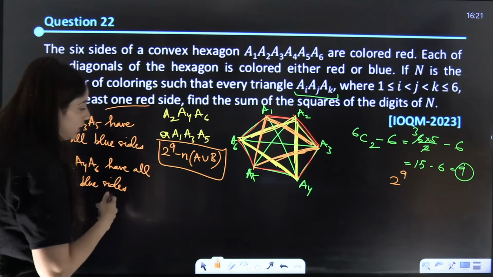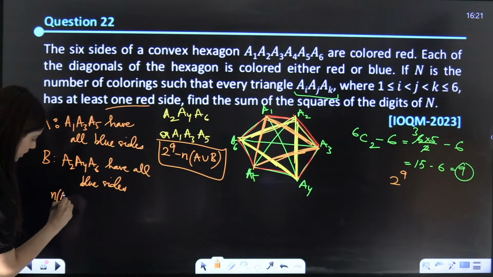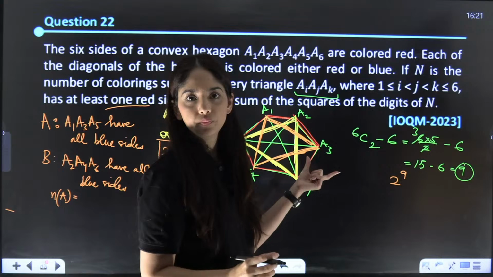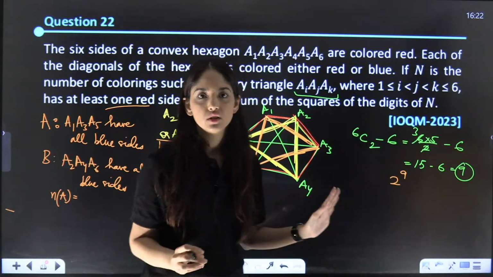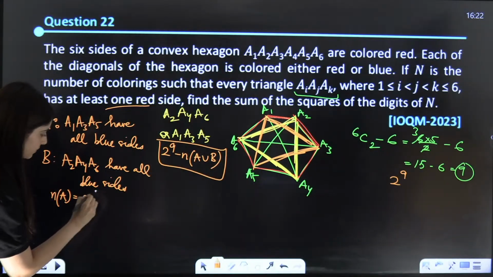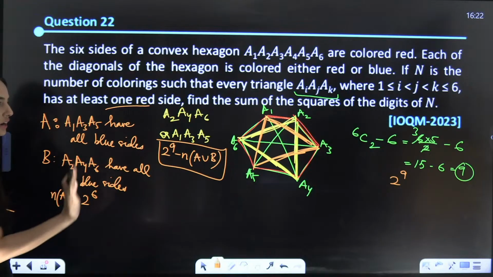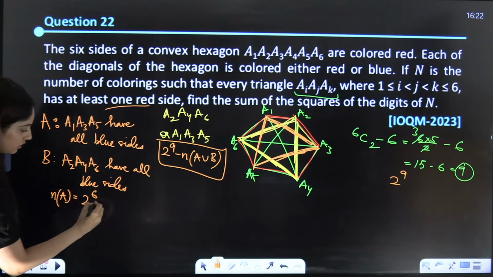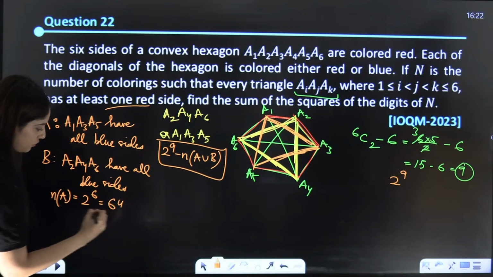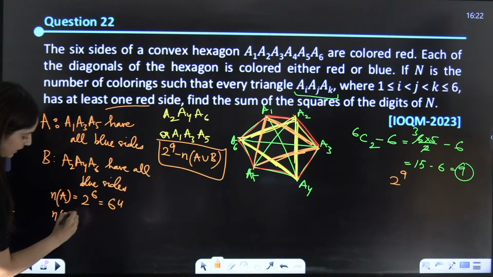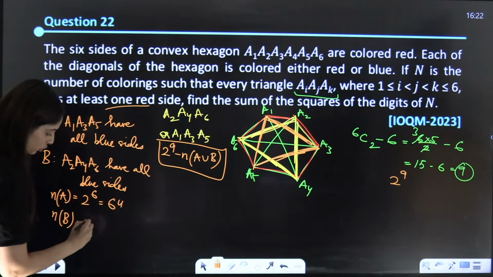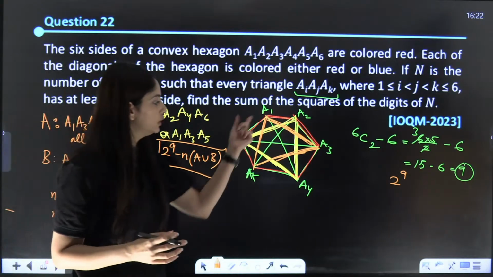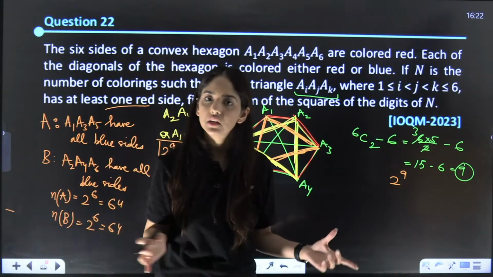So n of A will be, we color all these 3 blue and the rest can be anything. So 2 raised to power 6, we have fixed the color for A1, A3, A5. So 2 raised to power 6, that is 64. N of B will be the same, 2 raised to power 6, because now we have fixed the colors for A2, A4, A6, these 3 sides. The remaining can be anything.